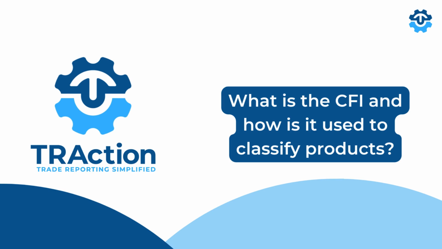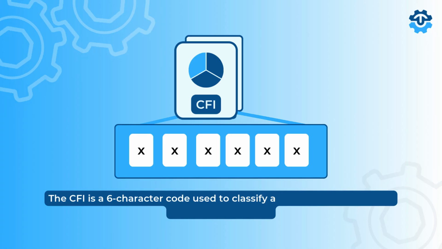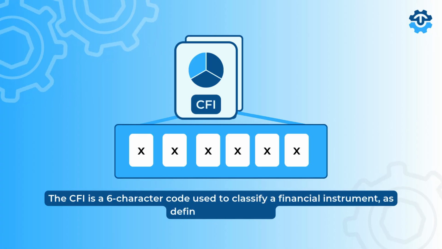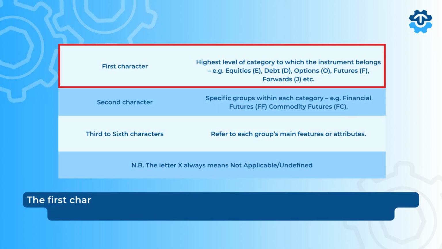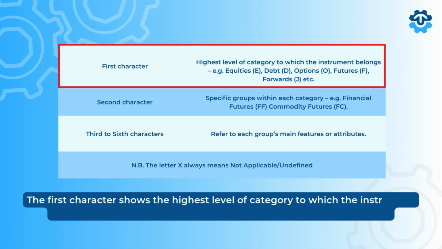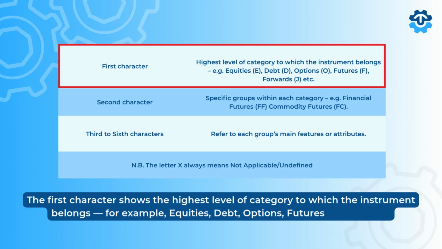What is the CFI and how is it used to classify products? The CFI is a 6-character code used to classify a financial instrument, as defined in ISO 10962. The first character shows the highest level of category to which the instrument belongs. For example, equities, debt, options, futures, or forwards.